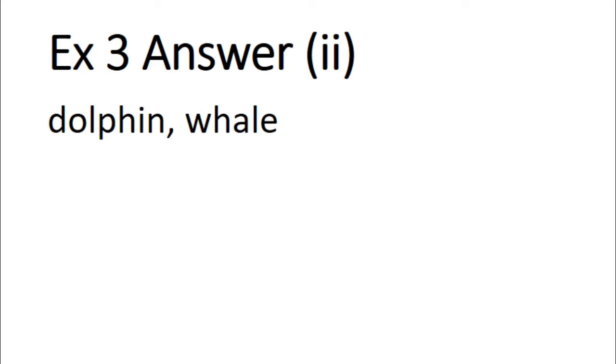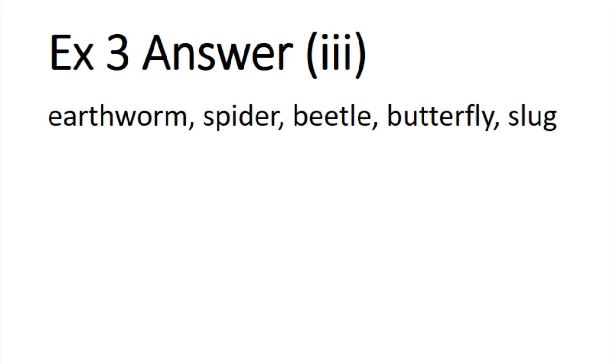Name 5 invertebrates that could be living in a garden. For this, you have to move to your garden and check where you can see invertebrates, and you have to write any 5 of them. I have given a few names: earthworm, spider, beetle, butterfly and slug.